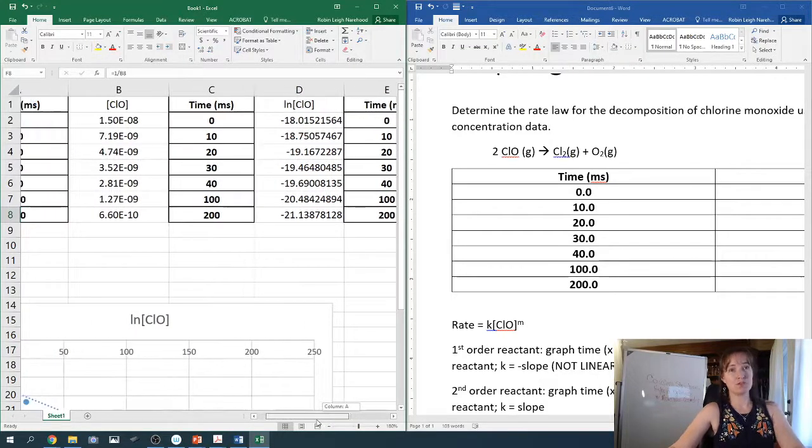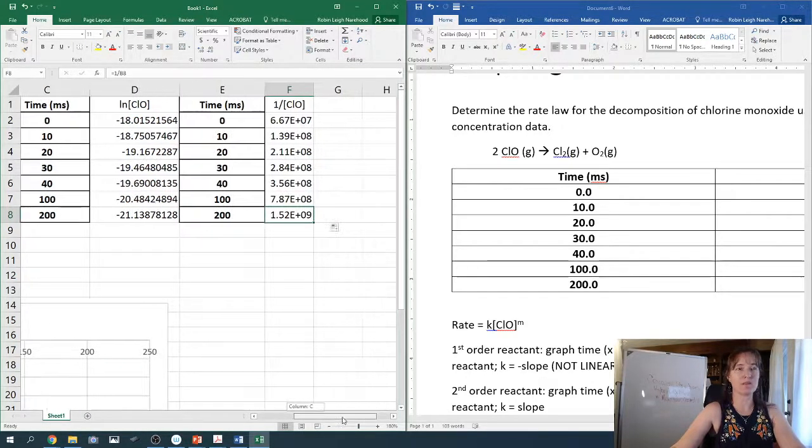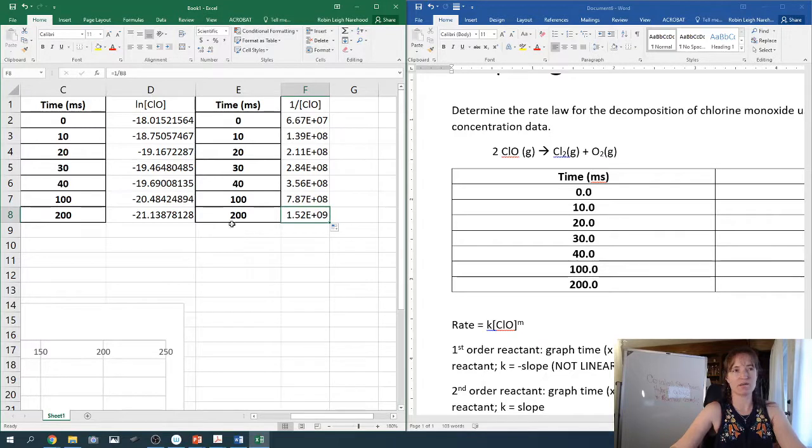You want to be sure that you get this information. You do not want the inverse of time, and you don't want the inverse of the natural log. You want the inverse of this concentration. So that's why it's really important to put headings so that you know what all these numbers correspond to, because they're not numbers, they are some kind of measurement value.